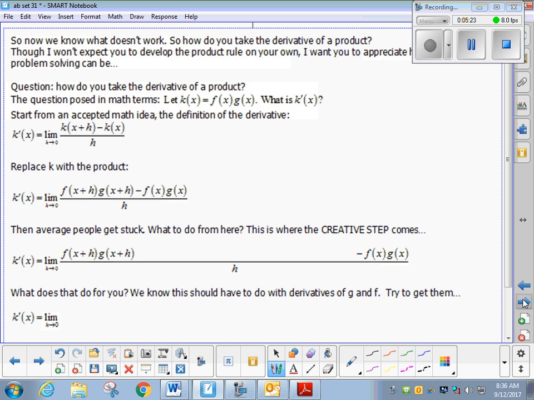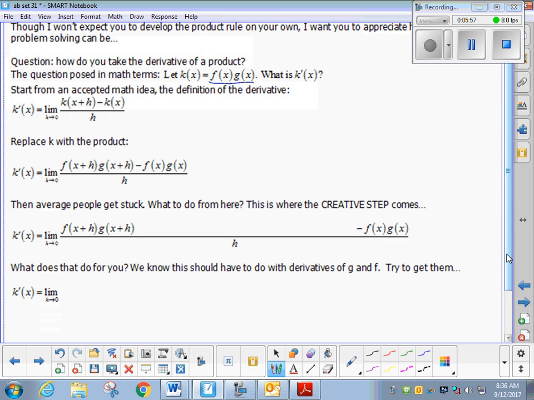When you go about trying to develop an idea, you have to start from someplace that's accepted true. In our case, we accept that the definition of the derivative is true. You follow? All right. So if I want the derivative of k, then this is the derivative by definition of k. If in this case k is fg, then I could replace k with f g using x plus h and x for each part. You with me so far? All right. We can all agree that's true.